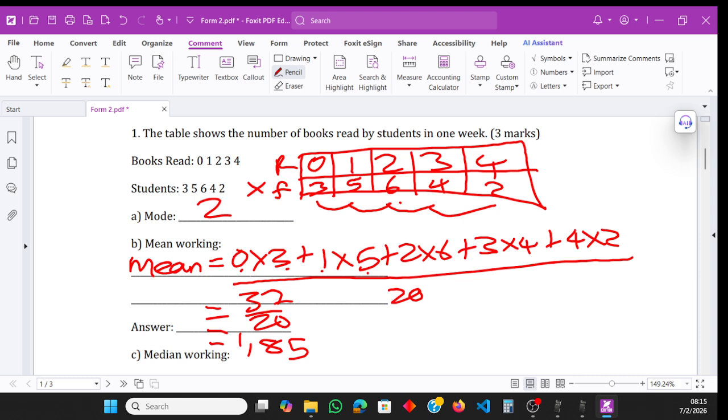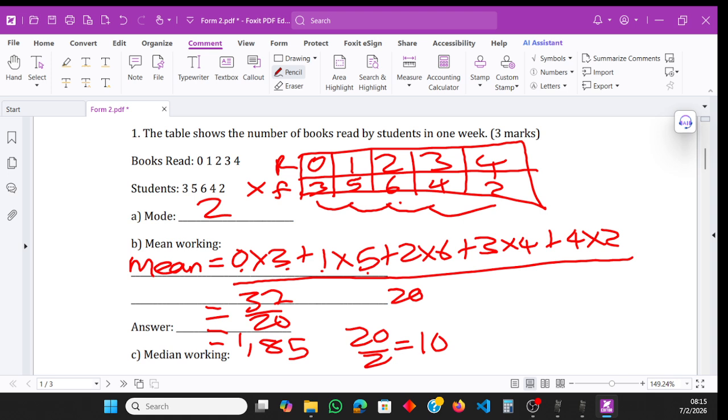Now, the next one, we want the median. But we noted that we've got 20 values. Now, if we want the median, it will be found in between positions, because we will divide 20 by 2. That's the rule of the median. So if we divide 20 by 2, it gives us 10. But since 10 is even, it means we don't have a single middle value. So it will be between position 10 and 11.